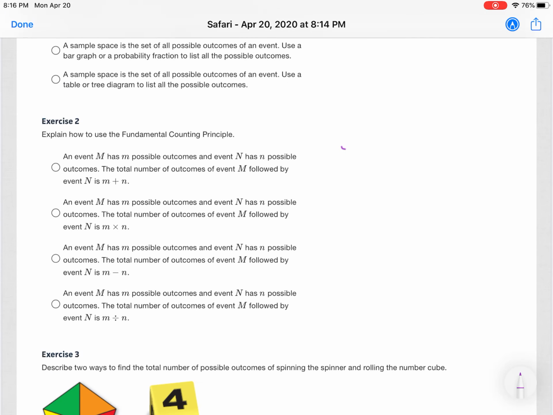Number 2, you can also find on page 422 of your textbook. It says, explain how to use the fundamental counting principle. I'm going to explain to you in my own words, and then you can figure out which one of these is explaining that in Big Ideas language. When an event M, the first event, has a lowercase m possible outcomes, and then there's a second event that has a certain number of outcomes, we can multiply the 2 possible outcomes together in order to figure out the number of possible outcomes of both events. So the big important word there is multiply.